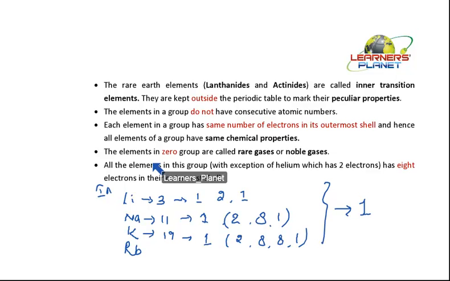The elements in the 0 group are called rare gases or noble gases. These elements are arranged at the end of the periodic table, in the last group, and are called noble gases.